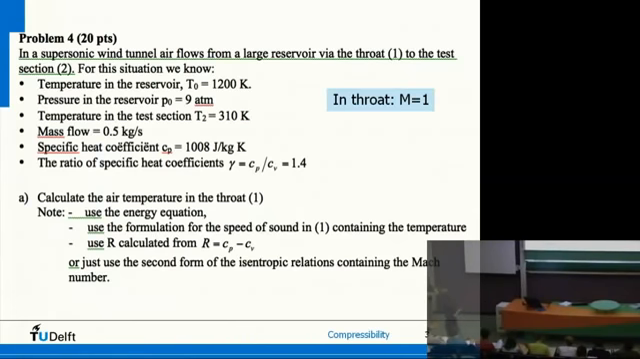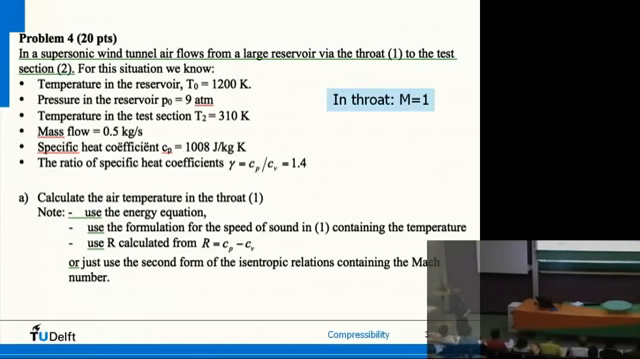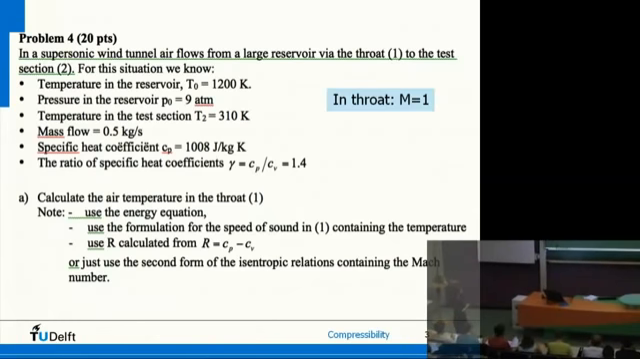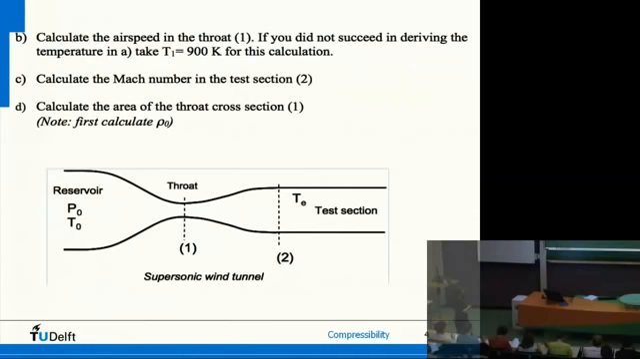The exam question we asked last year concerned a supersonic wind tunnel blowing from a large reservoir into a converging nozzle. Reservoir conditions were given, temperature and pressure in the reservoir. Then the temperature in the test section was given, the mass flow, the specific heat coefficient and the ratio of specific heats. Then we finished part A, so we calculated the air temperature in the throat.